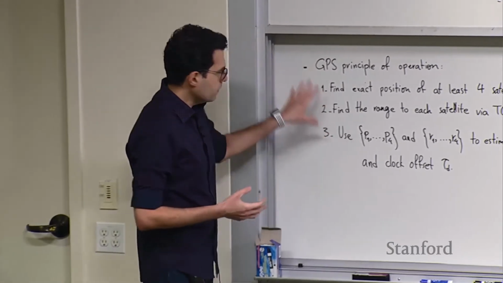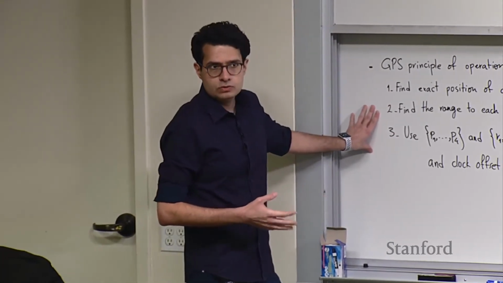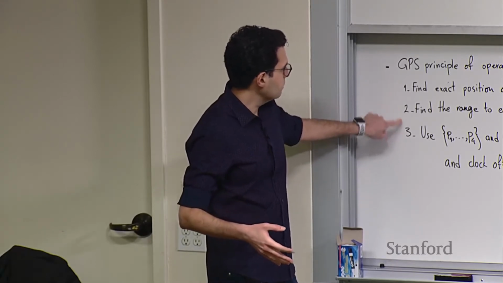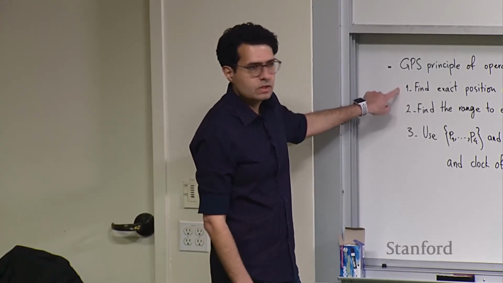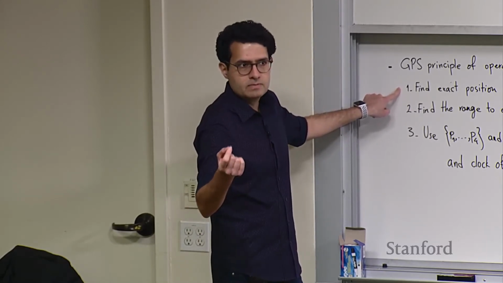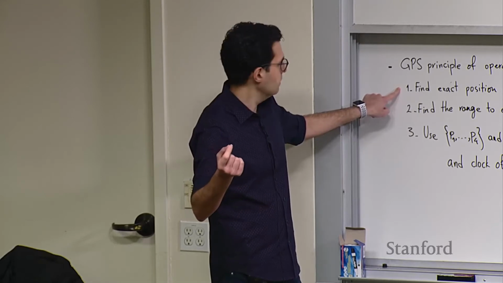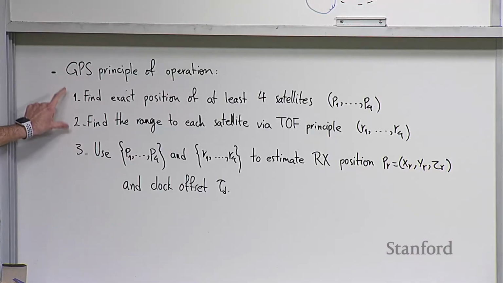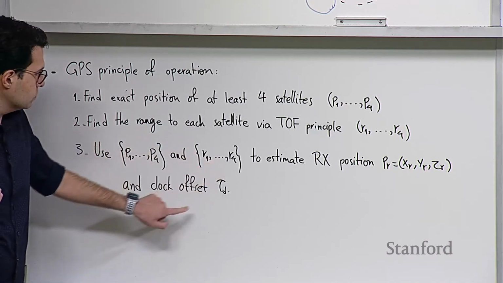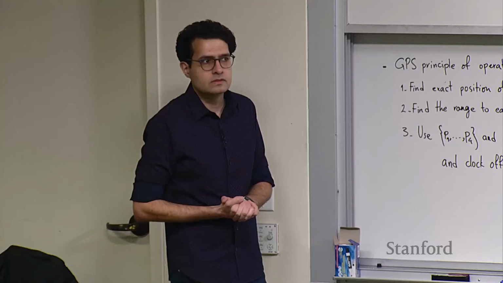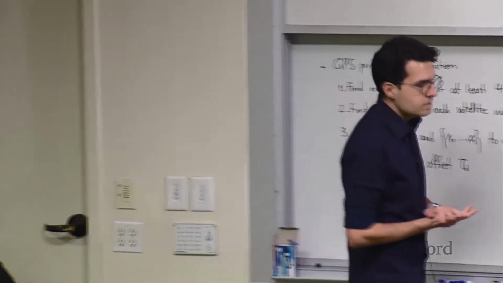Okay, so this is super high level. Now, what we're going to do today and in the next lecture is go deep dive into these 3 steps, like really go deep down and see how each of these works. How do you estimate the position of these satellites that are orbiting the Earth? How do you do actual time of flight measurements to each satellite? And then how do you use these measurements to estimate your position and timing offset? Okay? Any questions? No. All right, let's continue.